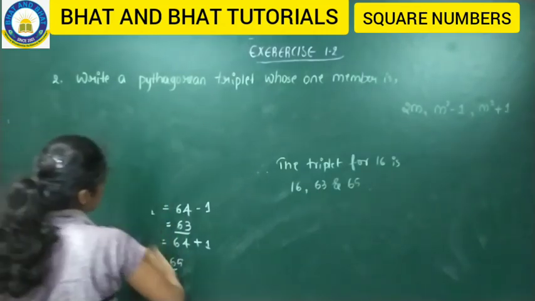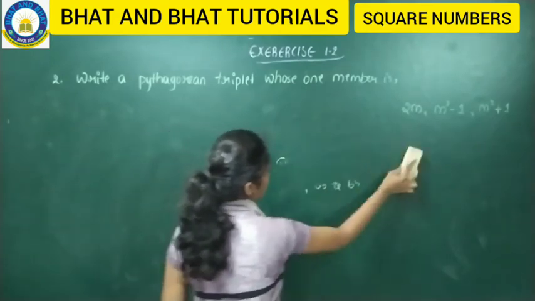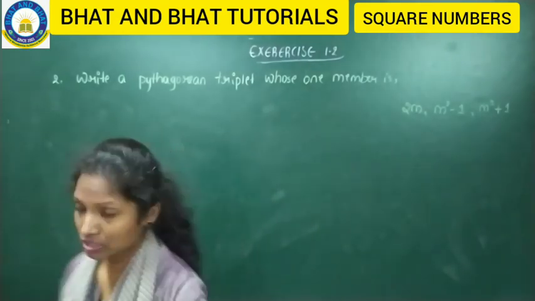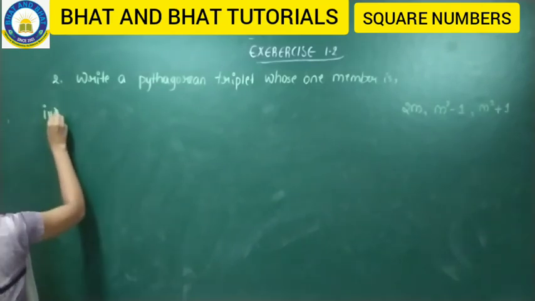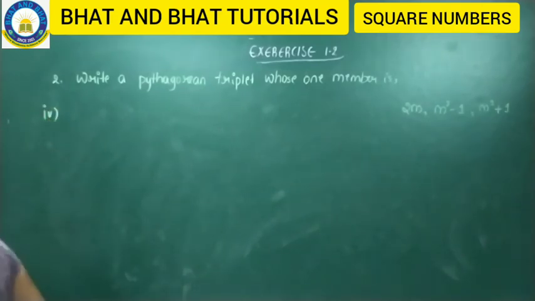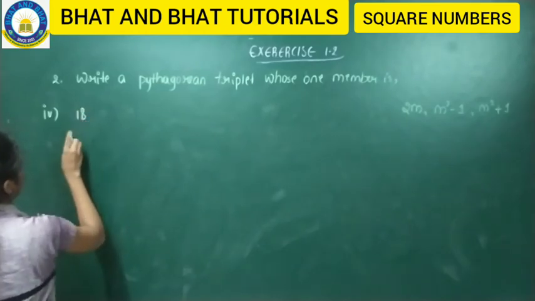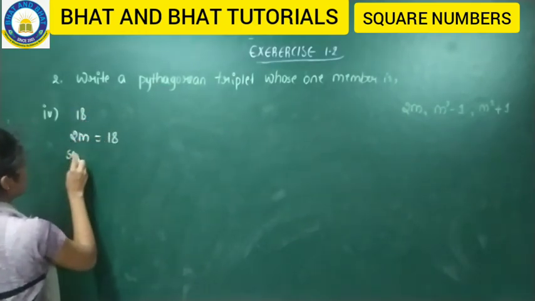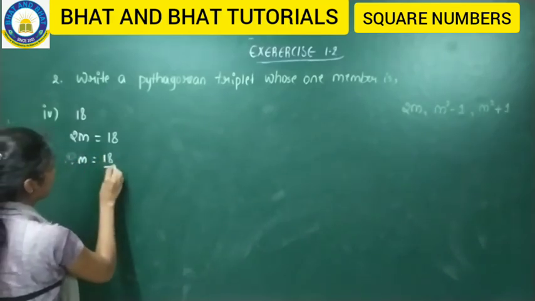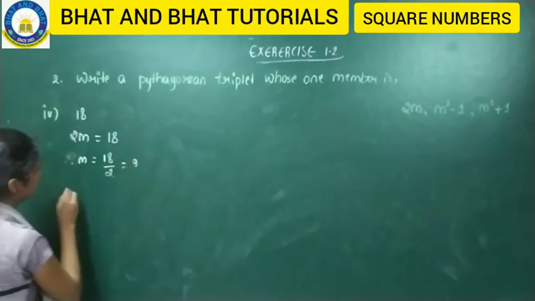In this exercise, only 2 mains are there. So in the second main, it is the last question. And by this question, your exercise will be completed. Question number 4, it is 18. So as it is, 2m is equal to 18. So, therefore, m is equal to 18 by 2 is equal to 9.